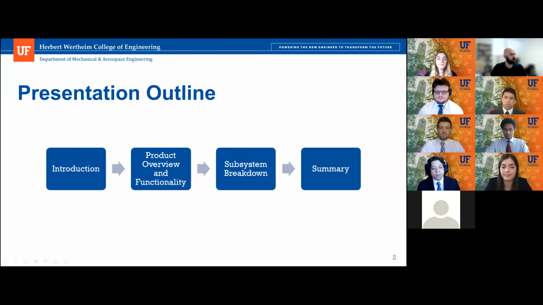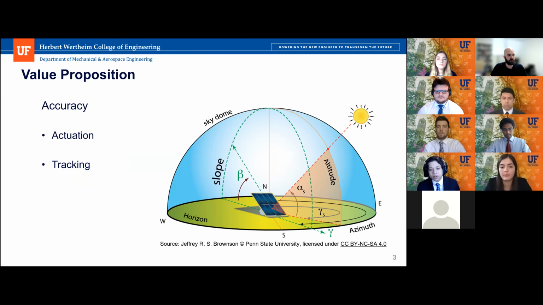Next slide. So for a general outline, first we'll start off with our introduction, go into product overview and functionality, go into some subsystem breakdown, and wrap it all up with a summary. Please note that there are page numbers on the bottom right. So if you have any questions, please make sure to keep that page number in mind.